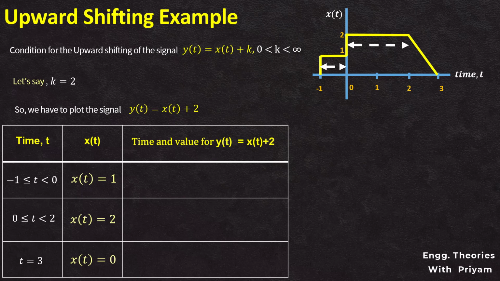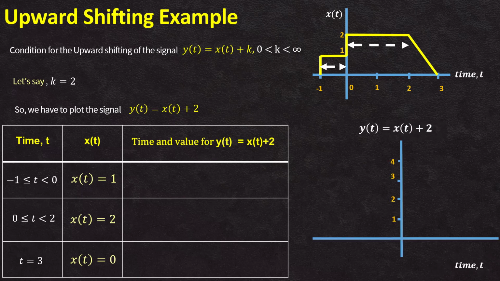As y(t) is equal to x(t) plus 2, this is the upward shifting operation. Here we have to shift the continuous time signal x(t) in upward direction by 2, or we will shift the signal x(t) upwards by value of 2 in the amplitude axis. To shift the signal upward in the amplitude axis by value of 2, we need to add 2 with each value in the amplitude axis. This signal has 3 different values for 3 different time intervals.